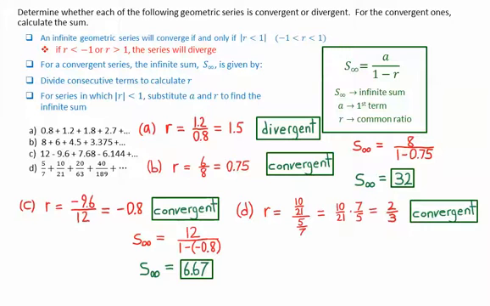To figure out the infinite sum, again, we substitute A and r. In this case, A equals 5/7 and r equals 2/3. We then end up with 5/7 divided by 1/3, which is equal to 5/7 times 3. This gives an infinite sum then of 15 over 7.